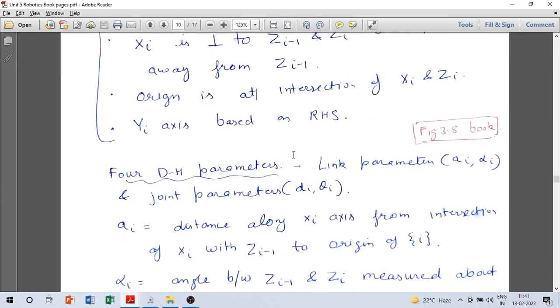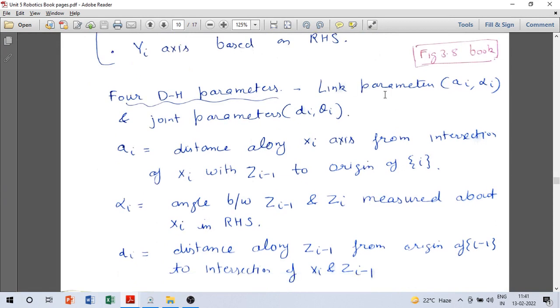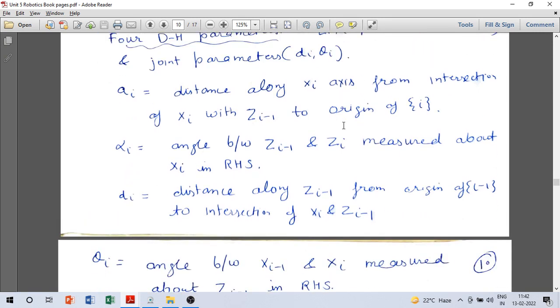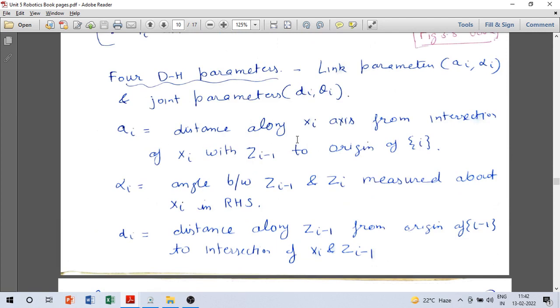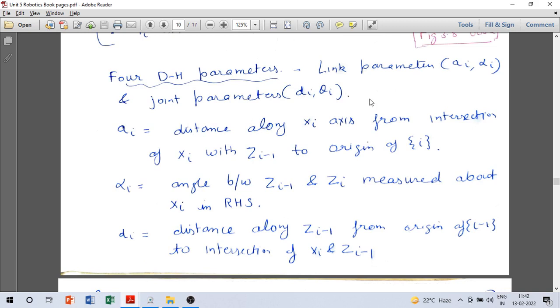After this assignment, there are 4 Denavit Hartenberg parameters. Those are nothing but what we already talked about: link parameters ai and alpha i, and joint parameters di and theta i. Now there is a formal definition of these 4 based on the coordinate systems that we have assigned. We have assigned coordinate frames i and i minus 1. Now we can have a definition of a, d, alpha and theta based on these coordinate frames.